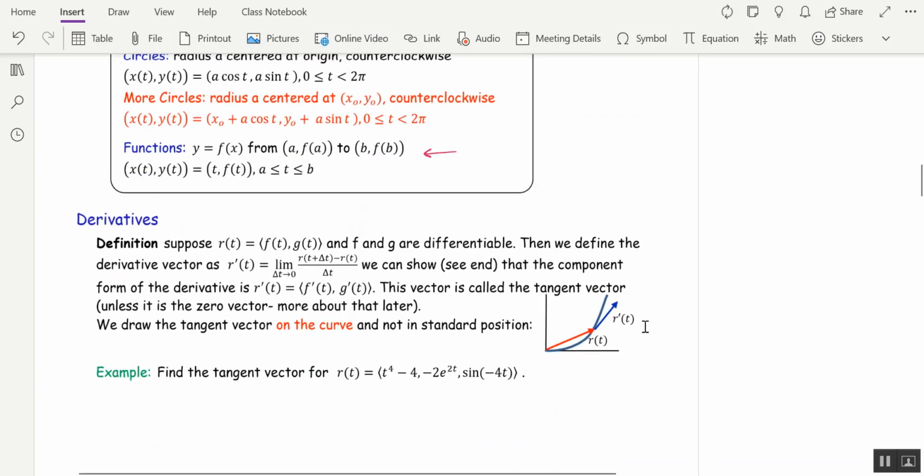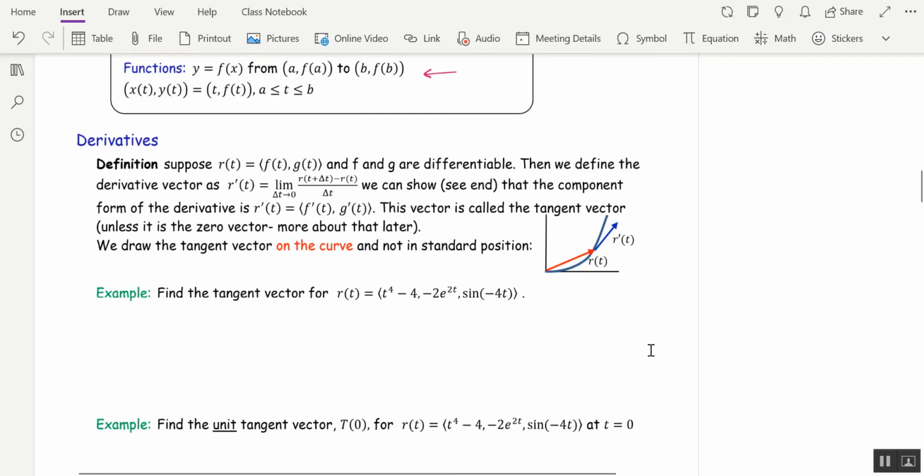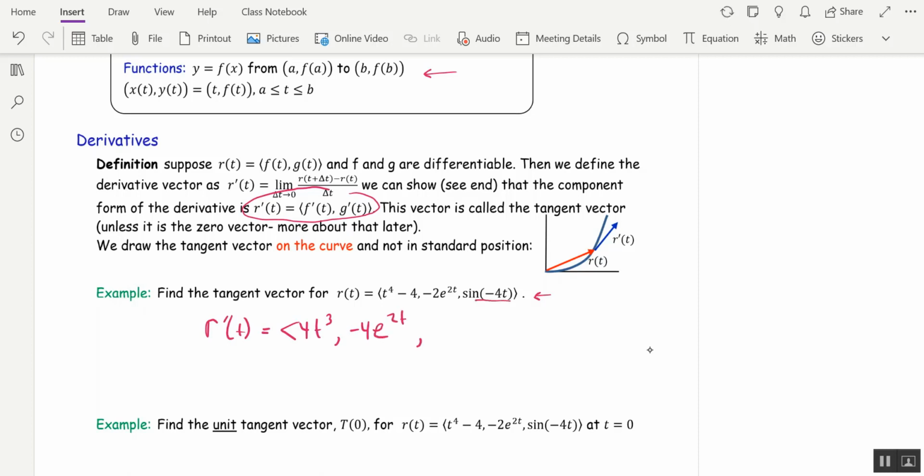Okay, let's jump to some calculus. The derivative of a vector-valued function is super easy. You just take the derivative of the component functions. And I've got a justification of this on the last page. So for example, if we want the tangent vector for this curve, we just take the derivative. r prime of t is 4t cubed, negative 4e to the 2t, and then here I want to use the chain rule, bring out a negative 4, and then cos of negative 4t.